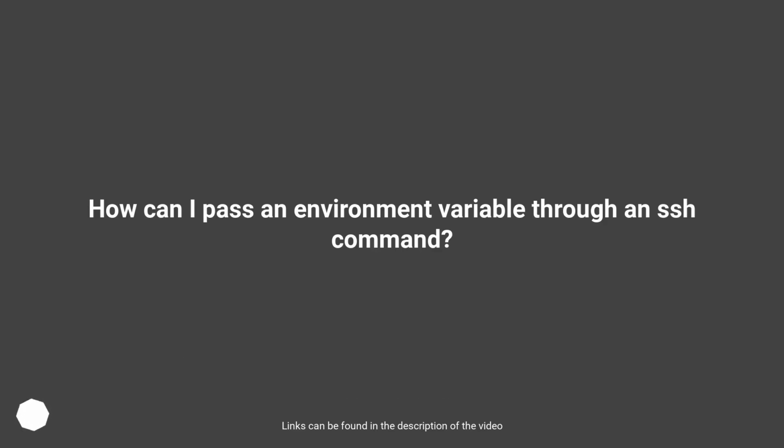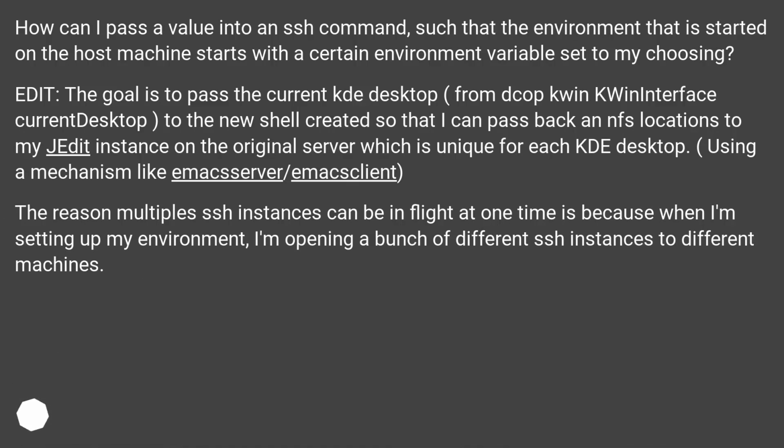How can I pass an environment variable through an SSH command? How can I pass a value into an SSH command, such that the environment that is started on the host machine starts with a certain environment variable set to my choosing?